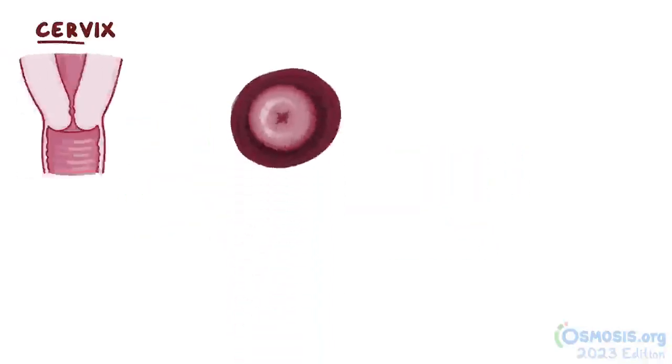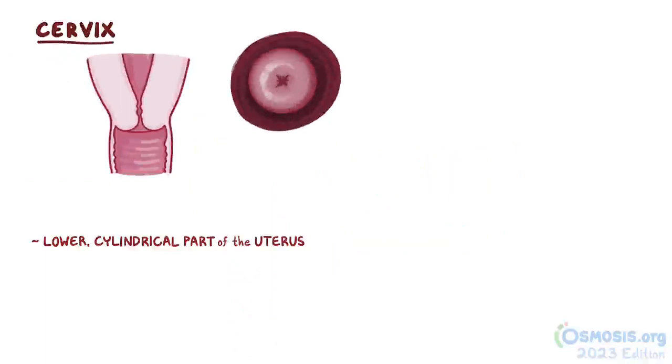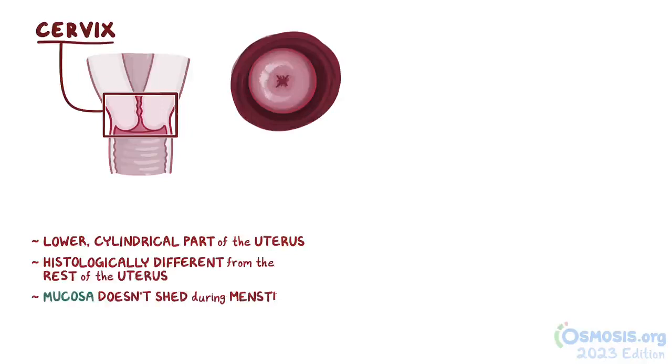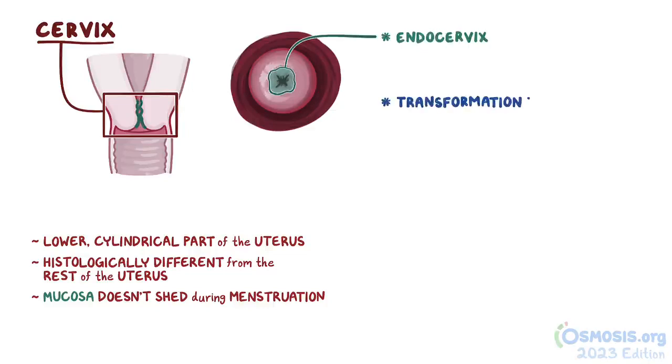The cervix is the lower cylindrical part of the uterus that opens into the vagina. Histologically, the cervix is different from the rest of the uterus and also has a mucosa that doesn't shed during menstruation. The cervical mucosa can be separated into three distinct regions: the endocervix, transformation zone, and ectocervix, which is also called the exocervix.